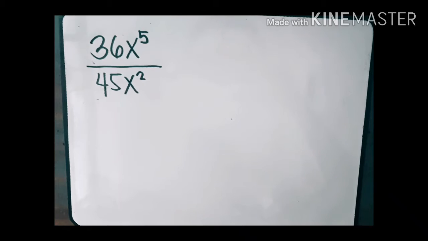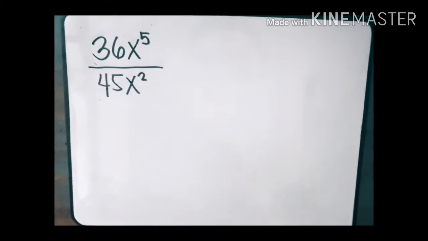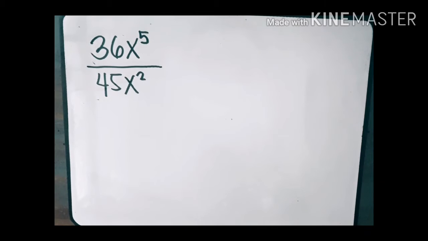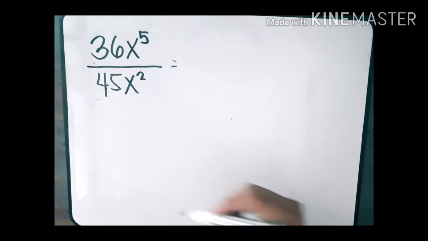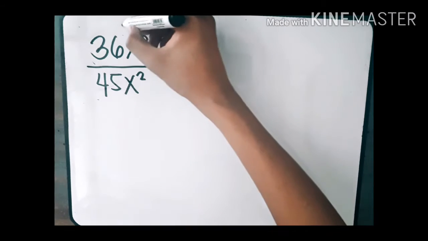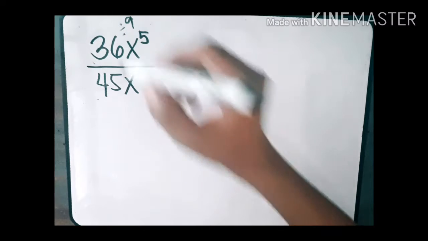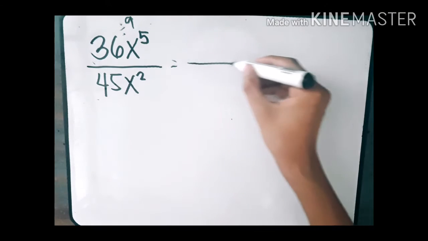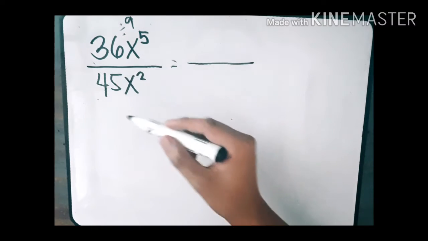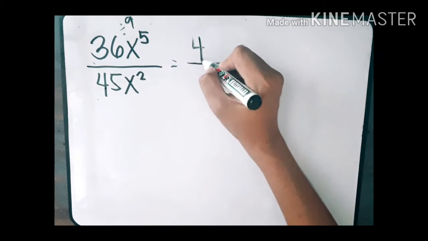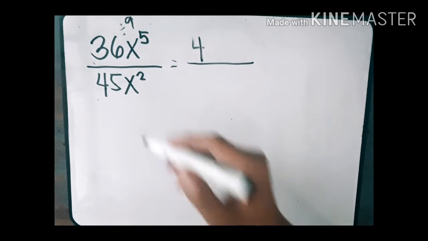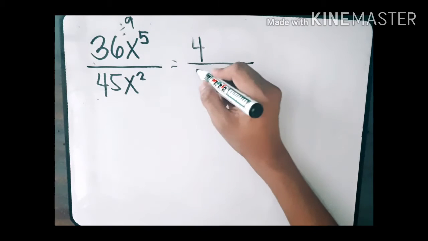First example is 36x raised to 5 over 45x raised to 2. If mapapansin ninyo, yung 36 and 45 are all divisible by 9. So, first, divide lang natin sa 9. 36 divided by 9 is 4, while 45 divided by 9 is 5.